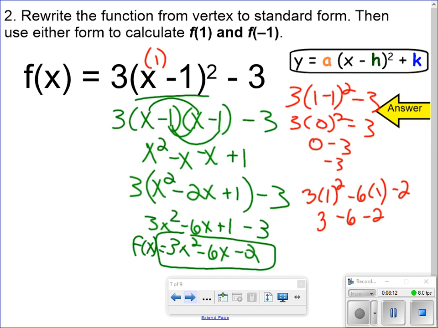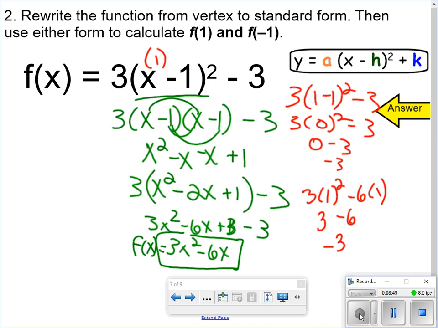Okay, quick fix here. It should be positive 3 because I did not distribute the 3 here. So the positive 3 and the negative 3 cancel each other out. That gives me 0, so I have 3x squared minus 6x. Now going back to this part, I don't have a minus 2 here anymore. That gives me 3 minus 6, which is negative 3. So now they match up.